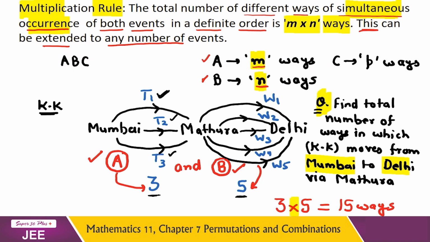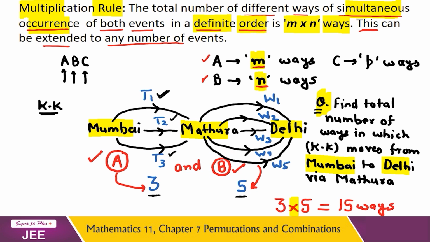It means I have defined an order that first event A happens, then event B happens, and then event C happens. In this example also, in which KK was moving from Mumbai to Mathura and then Mathura to Delhi, we have defined the order. First event A is defined from Mumbai to Mathura, and the second event B is defined from Mathura to Delhi. So first event A has to happen and then event B has to happen. So the order also matters, and order has to be definite in multiplication rule.